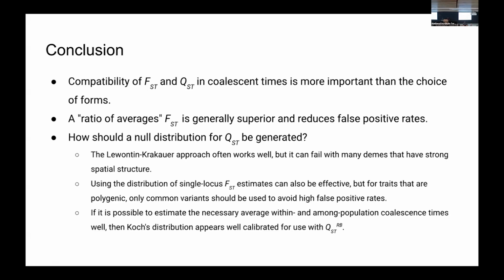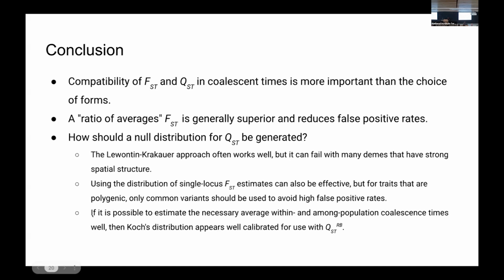But those only work for traits that are polygenic. When traits are polygenic, only common variants should be used to avoid high false positive rates. And I guess that's what most people do when they are doing empirical studies, like in common garden studies. So our conclusion also matches with their findings.